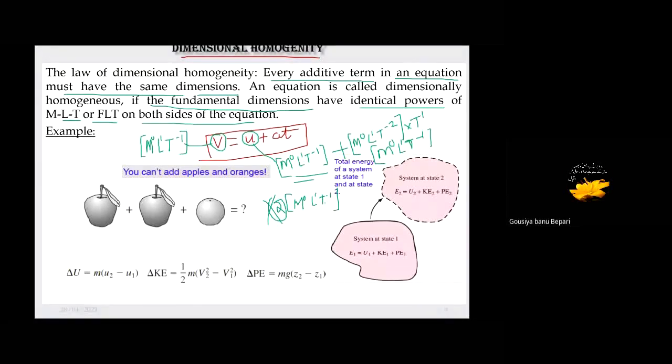Then this equation is called a dimensionally homogeneous equation, and this is the correct equation. Sometimes you won't get the same powers in certain equations, then that equation is called not dimensionally homogeneous. What are the advantages of checking this? The dimensions will help you check the homogeneity of an equation. I hope you understood the concept here.